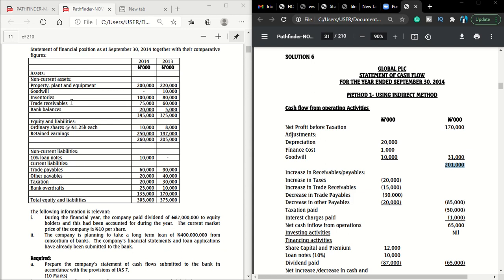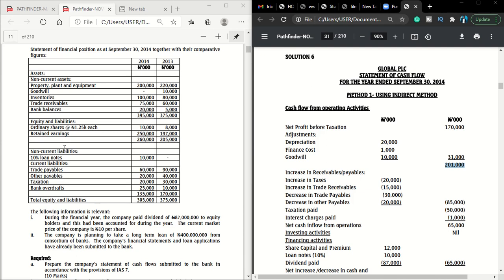I will come again to my receivables. My receivable last year was 60,000, but for this year it is 75,000. What has happened? It has increased from last year to this year by how many thousand? 15,000. What will happen? Increase in asset is an outflow. I will come here. That is what? 15,000. So I'm done with that one. So if you check under my assets, the only thing I have not touched is my bank balance.